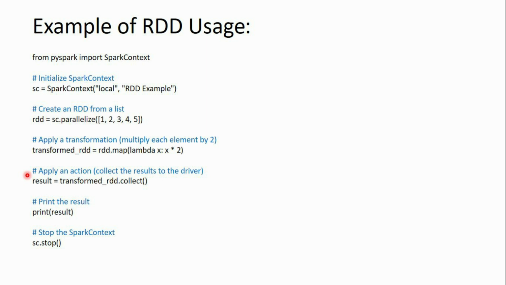Now to see the results, we need to trigger an action. Actions like collect, count, and save actually execute the computations. In this case, we use the collect action to bring the data back from the distributed environment to the driver node. After collecting the data, we can print the result to see the transformed list. The output is 2, 4, 6, 8, 10, showing that each element of the original list has been multiplied by 2.